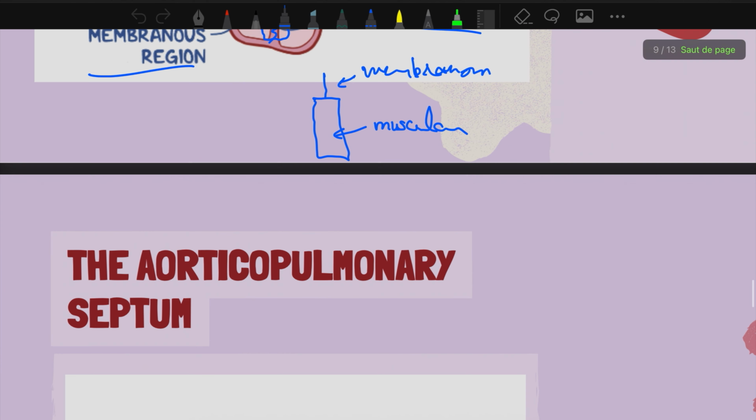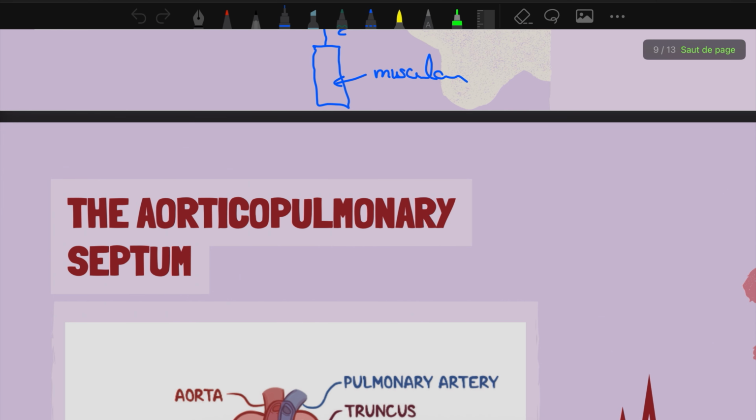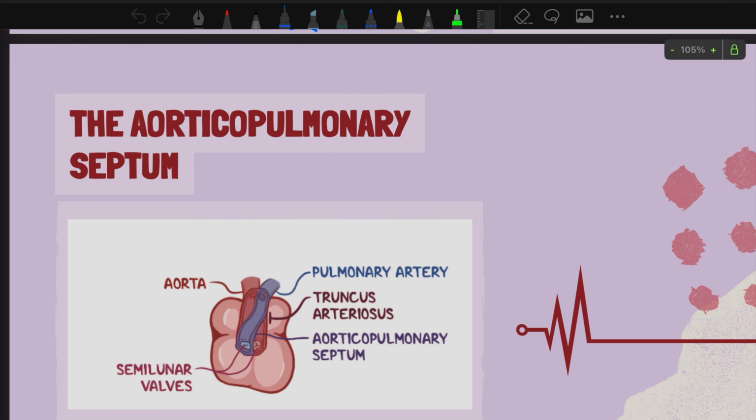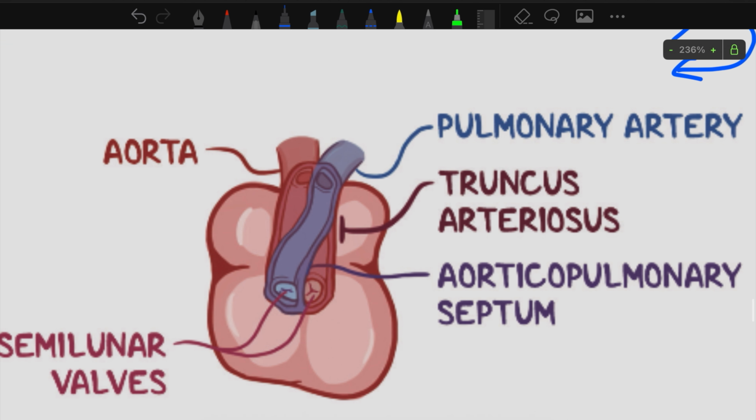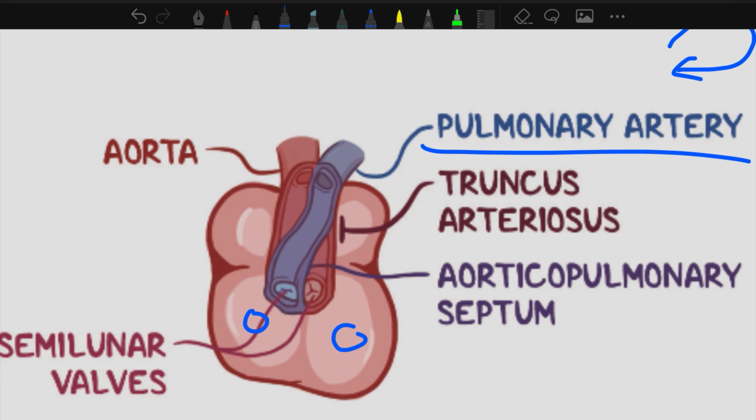Okay. And finally, the third septum, which is the aorticopulmonary septum. All you have to know for this septum is that the aorta and the pulmonary artery will start fusing and will turn. When they turn, it's because the aorta, before turning, is on the right ventricle. So to go to the left ventricle, it will start turning. So the left ventricle pumps into the aorta, and the right ventricle pumps into the pulmonary artery, and that will give us the aorticopulmonary septum.